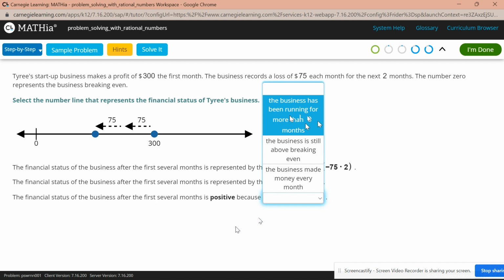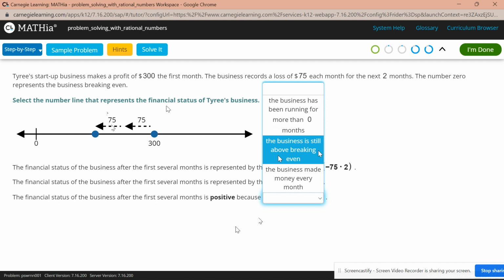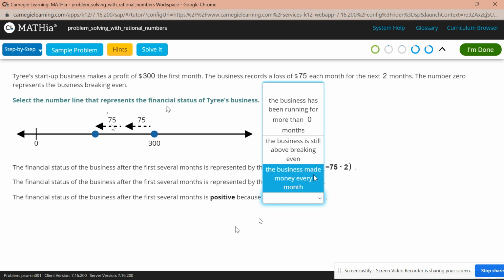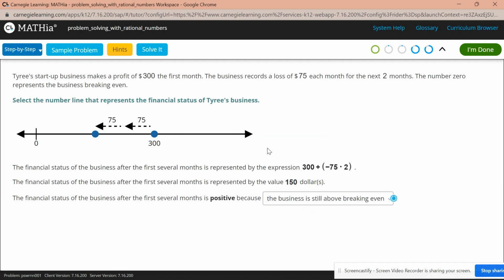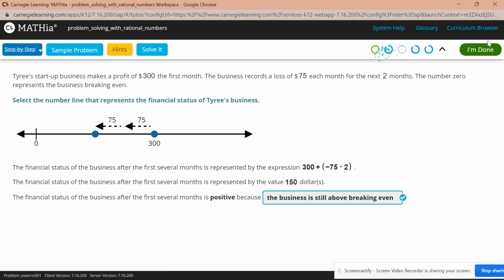That doesn't mean it's going to be positive, because for 2 months they had two losses, right? They had losses for 2 months. The business is still above breaking even. I like that. The business made money every month. It did not make money every month. Matter of fact, it only made money the first month. The second and the third month it lost. So we're going here. Okay. And that would be the end.